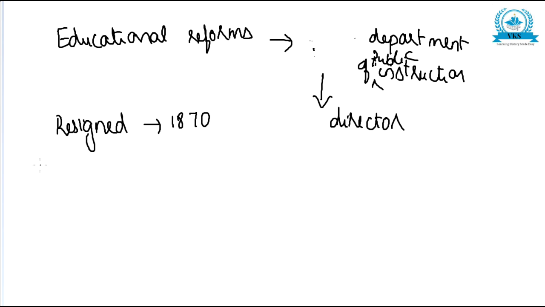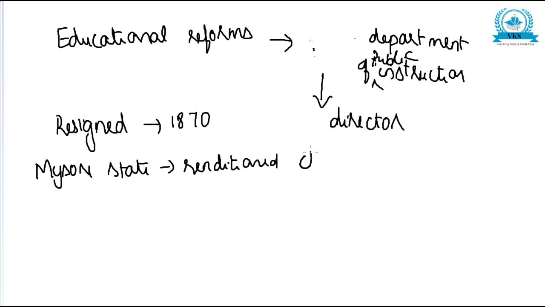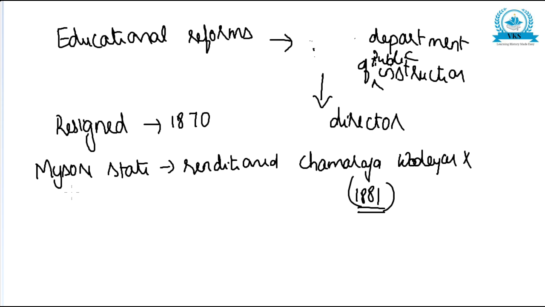So, these commissioners laid the foundation for the Department of Mysore State. And the state, Mysore State, after the rule of these commissioners, was renditioned to Chamaraja Wodeyar 10 in 1881. So, till 1881 commissioners were ruling, and after that Mysore state was renditioned to Chamaraja Wodeyar 10 in 1881.